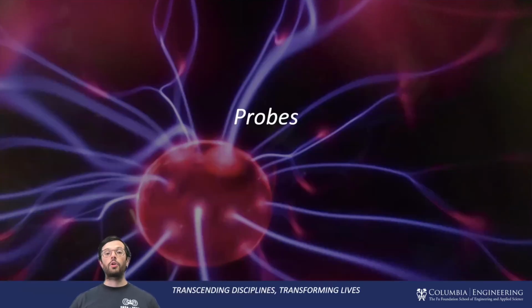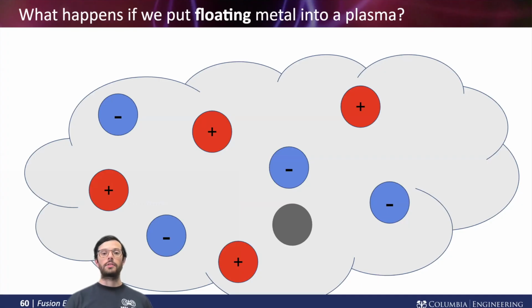Okay, next we're going to talk about probes. This is actually poking the plasma, so interacting with it directly. Okay, so this is the image we're going to use. This is a plasma, if you can believe it. Each of these blue dots are electrons and the red circles are ions, and they're just floating around.